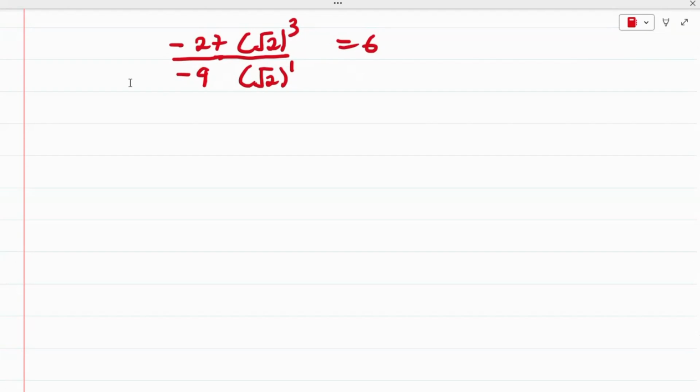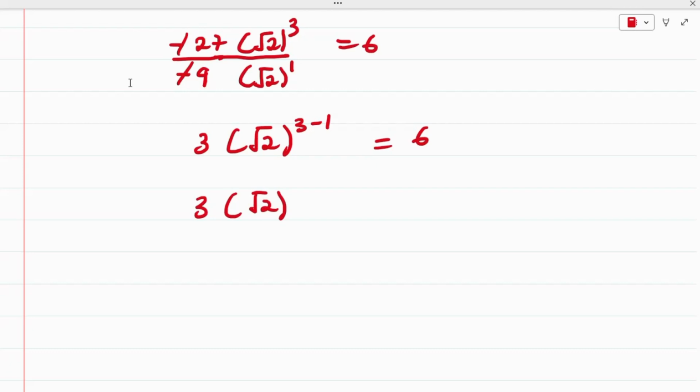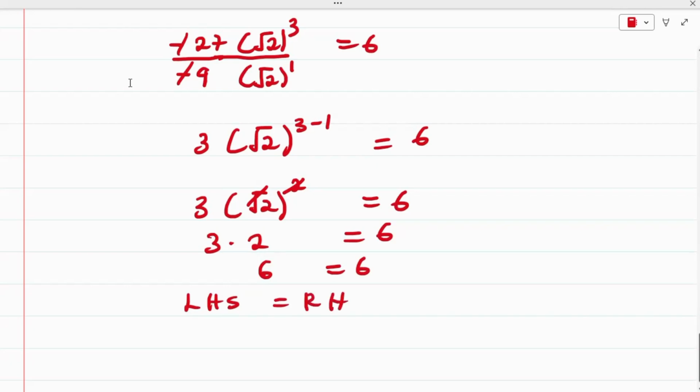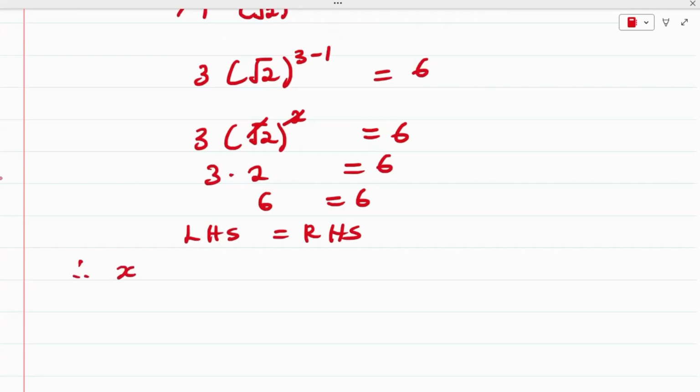So from here, we cancel out this. 27 divided by 9 is 3, and we have negative root 2 raised to the power of 3 minus 1, which is equal to 6. So 3 times root 2 all raised to the power of 3 minus 1, which is 2, equal to 6. So this is going to cancel out this, and we have 3 multiplied by 2, which is 6, equal to 6. So the left hand side is equal to the right hand side. Therefore, x equals negative 3 root 2 is a valid solution.